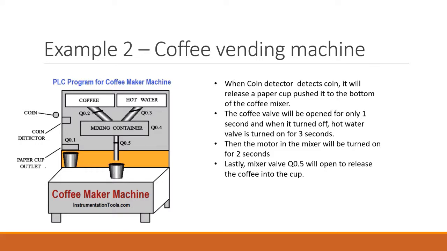And after all that process, there's a valve here that will release the coffee into the cup. So the valve Q05 will open to release the coffee into the cup. It doesn't state any timing here, so we don't need any timer, right? So let's see what we need.